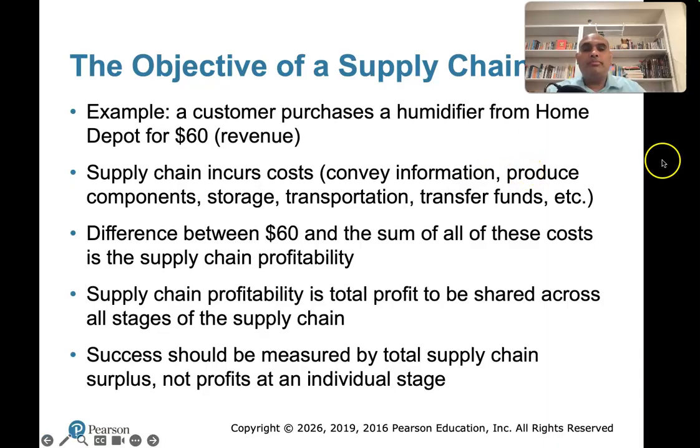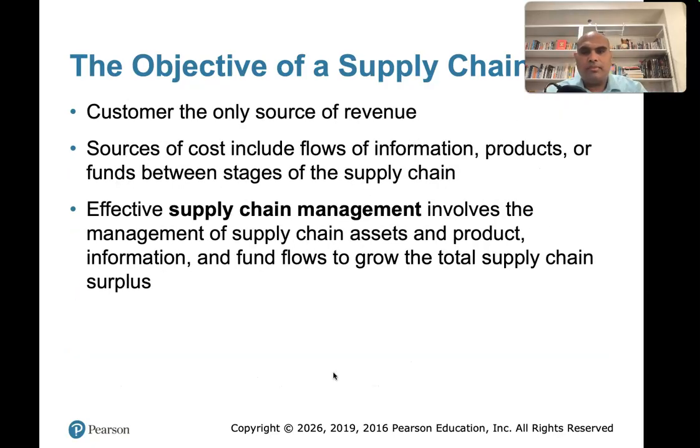Now, success should be measured by the total supply chain surplus and not the profits of an individual stage. And this is the new paradigm that global companies are shifting towards. If you are more customer centric, then you should be looking at the total value, total surplus created by the supply chain and not the individual stages within that supply chain. But that's not easy, right? Because there's not one person who can manage every stage within a supply chain.